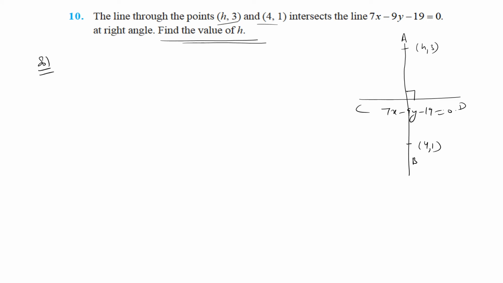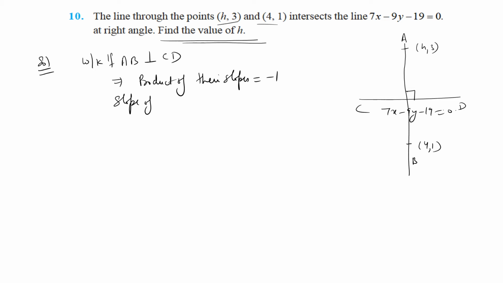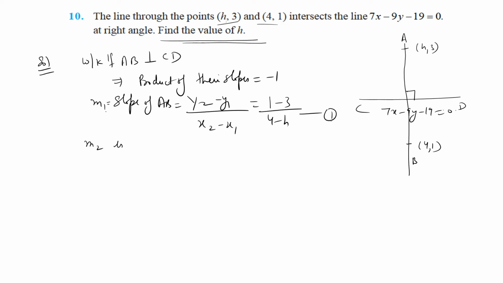So firstly, we know that if AB is perpendicular to CD, that means the product of their slopes is minus 1. So let us find the slope of my line AB. I'm given 2 points, so I'll use difference of ordinates upon difference of abscissas. So it is 1 minus 3 upon 4 minus h. Say the slope is m1, and m2 is the slope of your line CD, which is equation number 1.